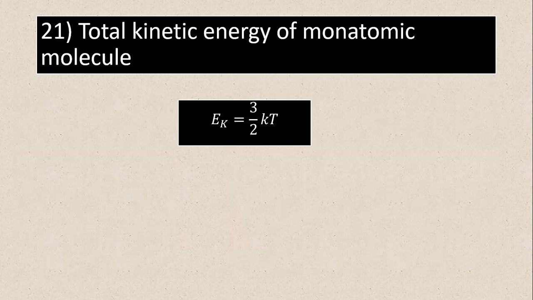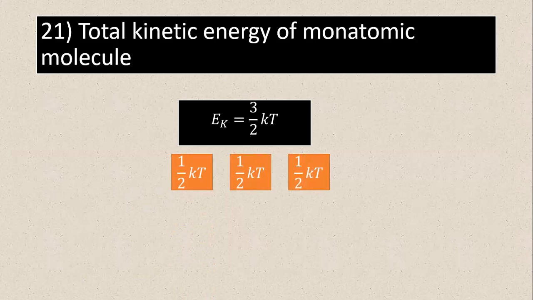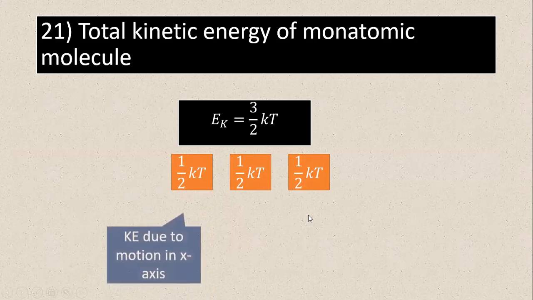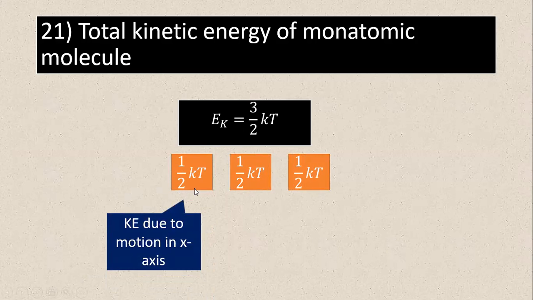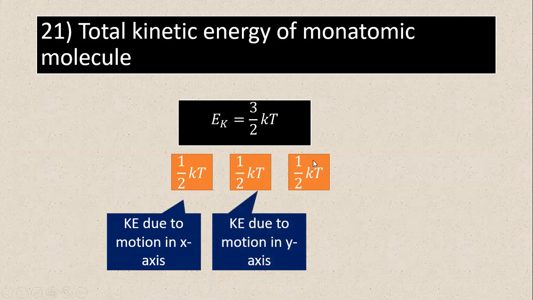The total kinetic energy of a monoatomic molecule, which we have derived, I can divide into 3 different parts. These are ideas that we use to understand it. Instead of this one, we break it into half kT, and then we can consider this in the x-axis, this the y-axis, and this the translational kinetic energy in the z-axis.